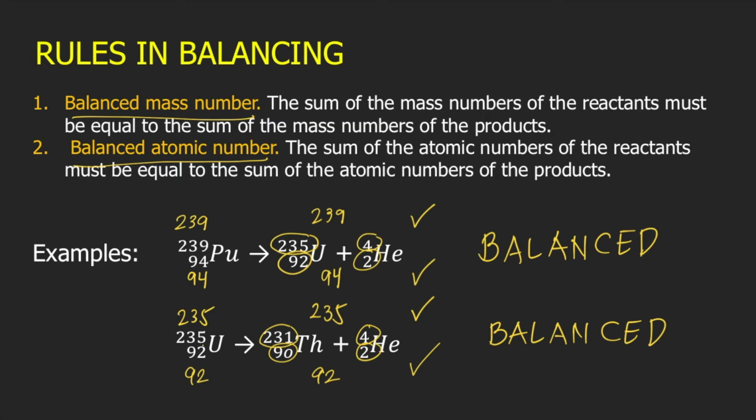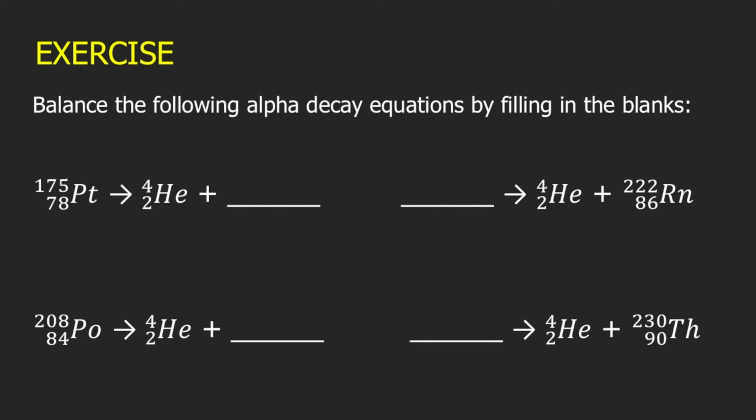Okay, since you already know the rules, let's do some exercises. Okay, so for this exercise, we need to balance the following alpha decay equations by filling in the blanks. So for each equation, we will identify the missing daughter nucleus. So please grab your periodic table. We will need it to solve this exercise. So do you have your periodic tables with you? Okay. So let's try the first one. Just remember the two rules in balancing nuclear equations. The atomic number must be balanced, the mass number must be balanced.